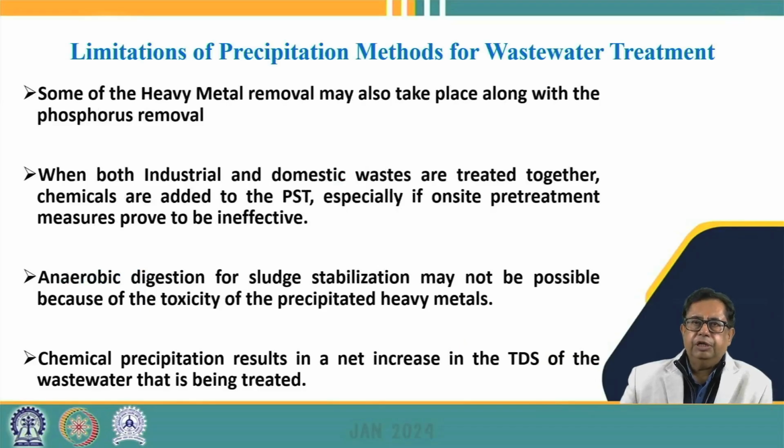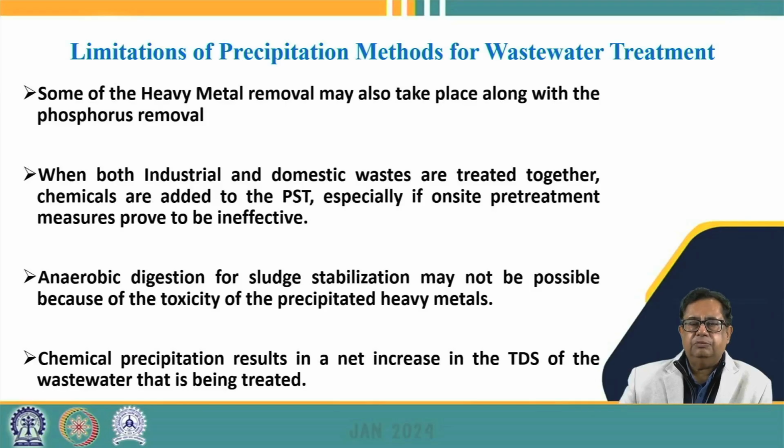So there can be some limitations of the precipitation methods for wastewater treatment. For example, when we are treating both industrial waste as well as domestic waste together, the chemical needs to be added to the primary sedimentation tanks, especially if the pre-treatment processes become ineffective. So in that case, we can go for chemical addition in the primary sedimentation tank.